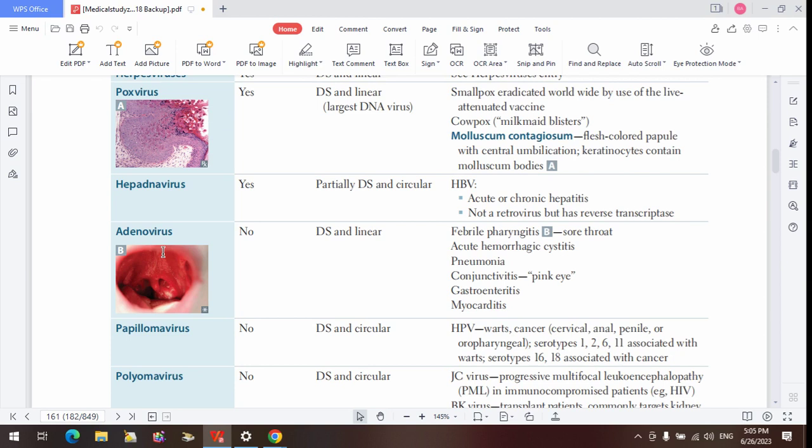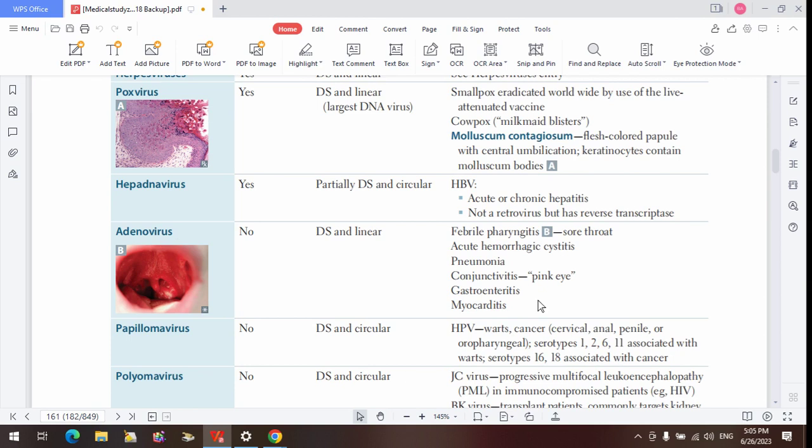So once you remember the pink eye, conjunctivitis, remember the inhalation route. That can explain the myocarditis, the pneumonia, and the pharyngitis that they cause, the sore throat. Then the GI, fecal-oral gastroenteritis, and they can also affect the bladder and cause hemorrhagic cystitis.